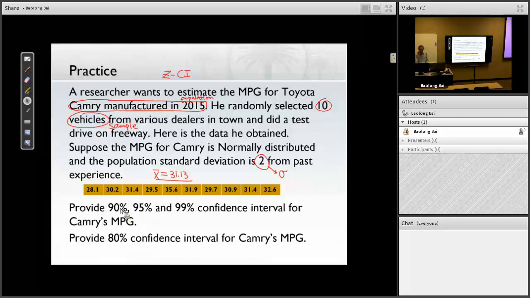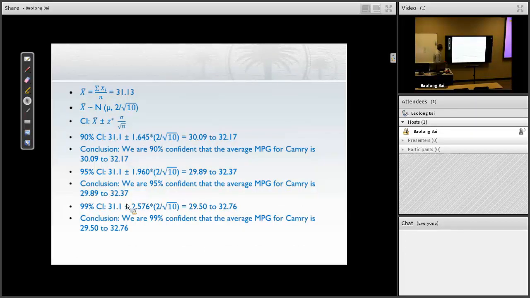And likewise, you can do 90%, 95%, and 99%. The only difference is for 90%, you're going to have a z-score equal to 1.645 as provided. You don't have to go to the z table, right? That's given. For 95%, z star will be 1.96. For 99%, z star is 2.576, and everything else is exactly the same. Okay? And you can write different conclusions based on different confidence levels. Questions?